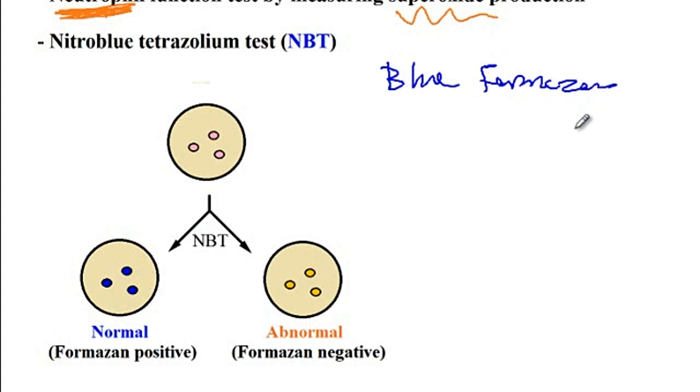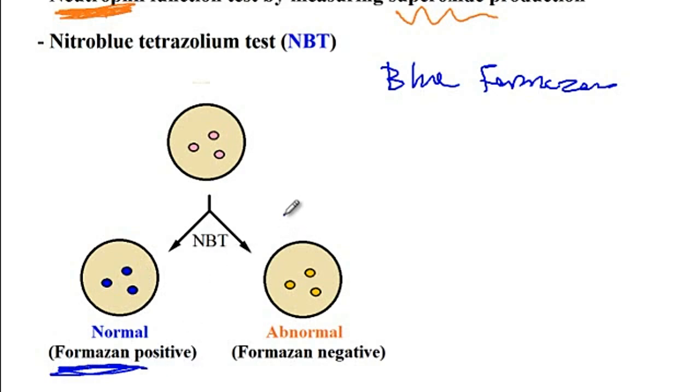precipitate inside the cells. So if we have a cell and we do the NBT testing in these cells, what happens is that if there is a normal production of the superoxide radical by the NADPH oxidase enzyme, then they would turn into dark blue precipitates of the formazan. So this is a normal test with the formazan being produced.